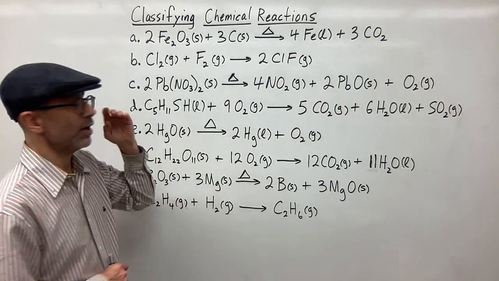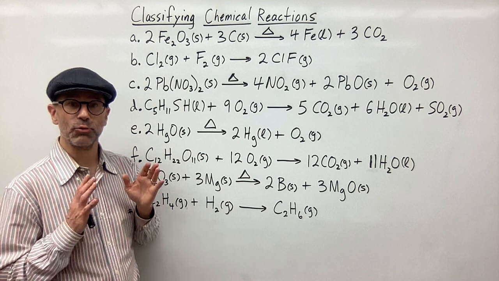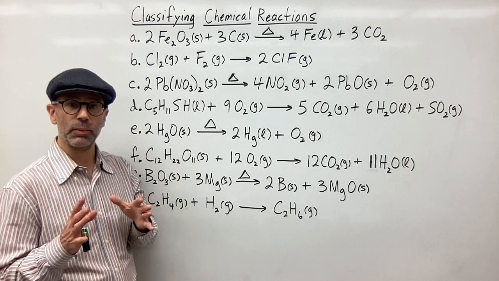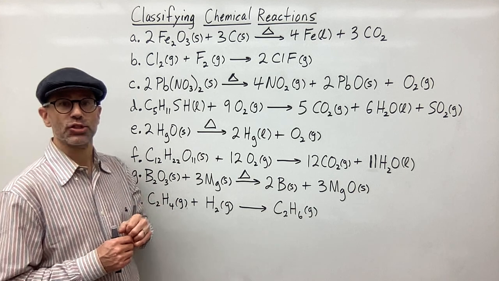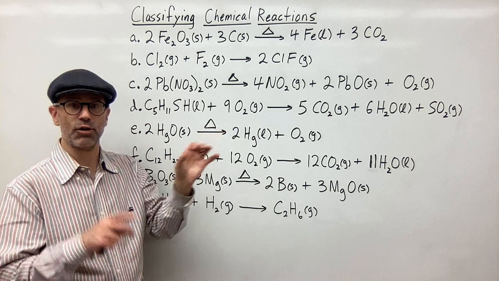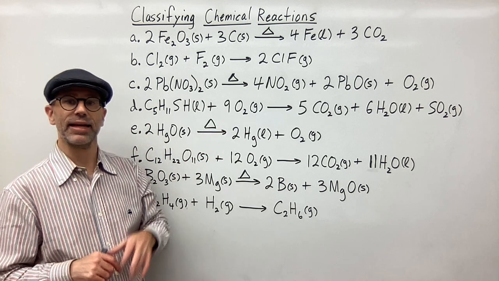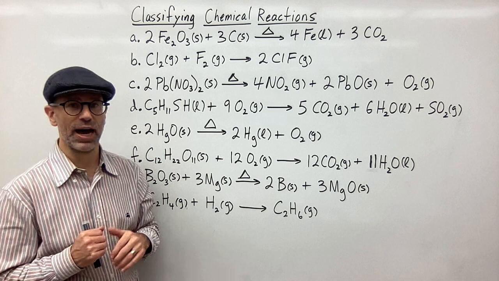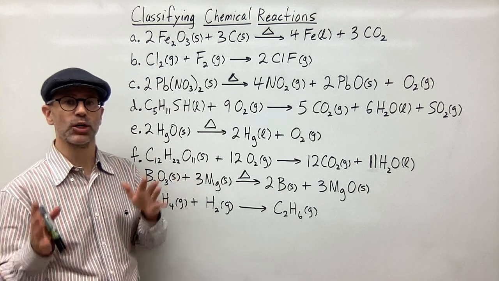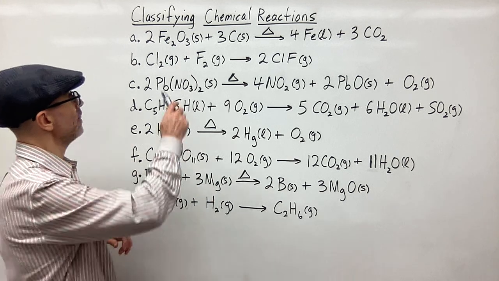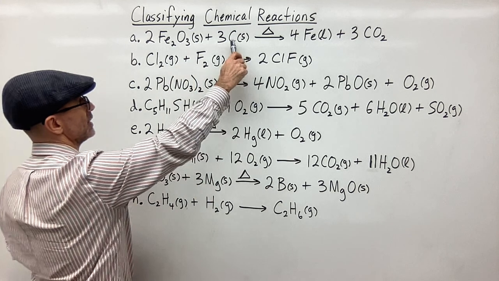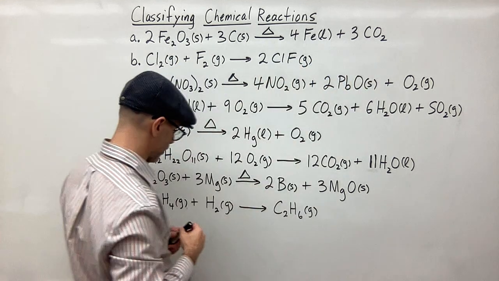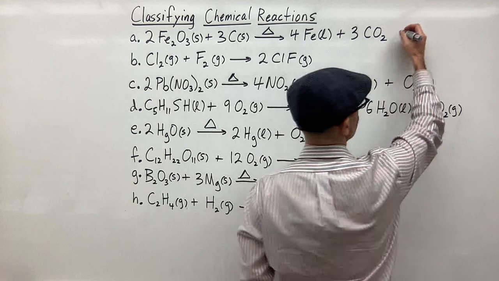oxygen. So a dead giveaway of a single replacement or single displacement reaction is that one element is replacing another. So you start off with a compound and an element, but then you end up with a different compound with a different element. So if you see that, that's a dead giveaway that you've got a single displacement or single replacement reaction. So that's what we have here. So carbon is displacing the iron, iron then is by itself, and then carbon is with the oxygen. So this is a single replacement reaction.